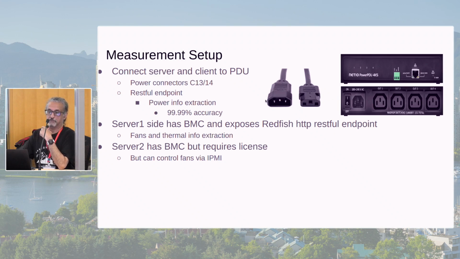The connectors are very interesting because they are not your regular power connectors. There's a C13 and C14. And this thing claims to measure up to 99.9% accuracy, 99.99. Now, ACPI on the system, I think, is about 97%. So that will account for the discrepancy. One of the servers has a BMC, and it exposes what's known as a Redfish HTTP. The other server has a BMC, but they wanted us to pay a license fee. So we couldn't control much to do with it.